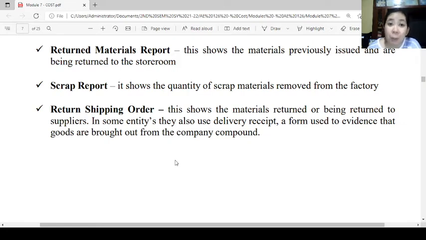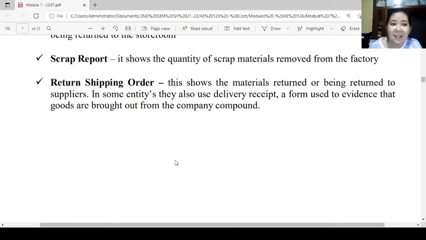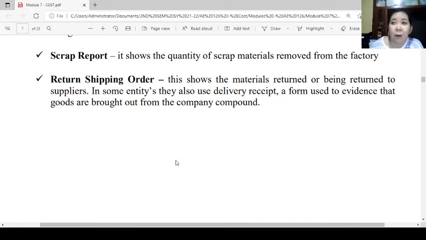Next, the scrap report is very important as well, because this will show the quantity of scrap materials removed from the factory. These are considered to be losses already, but they can be sold later at a lower market or selling price, just to recover the cost of the material or the inventory.